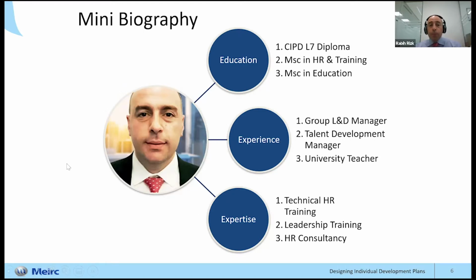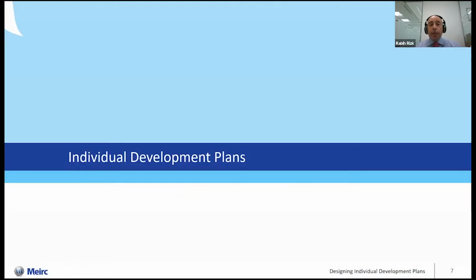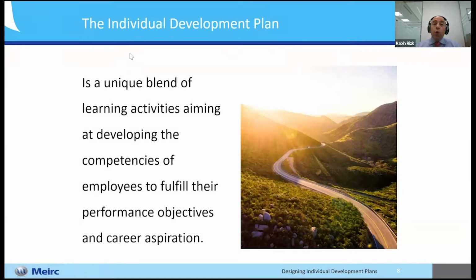So when we talk about individual development plans, certainly that's a tool that could be part of many frameworks in talent management, in career development, in learning and development, in performance improvement programs, any kind of initiative. And it's, as we said, a set of elements that come together to provide the development track for some of our employees. So to begin with, let's define what an individual development plan is.